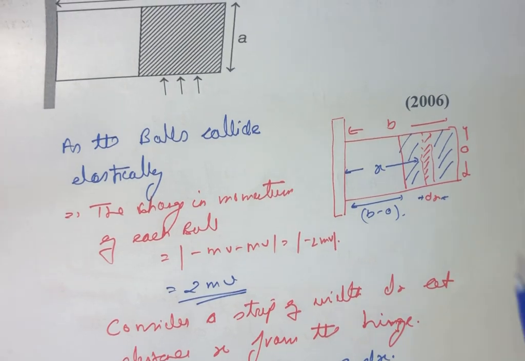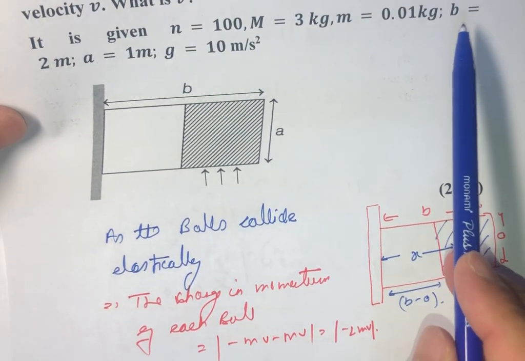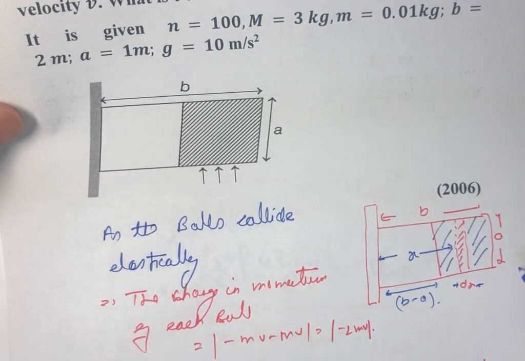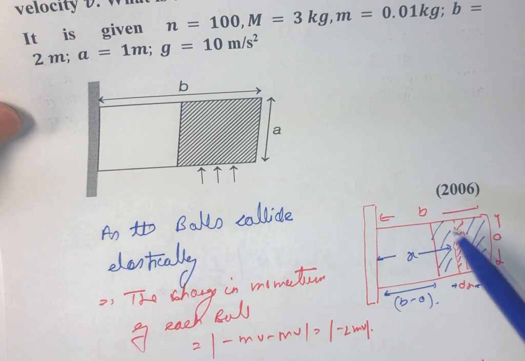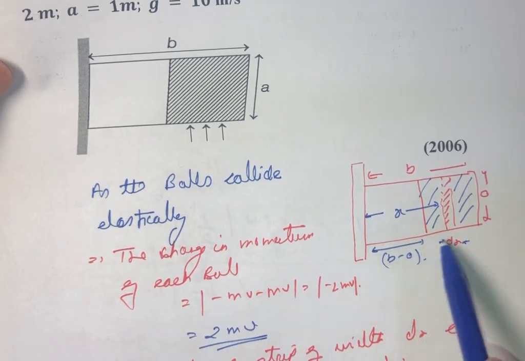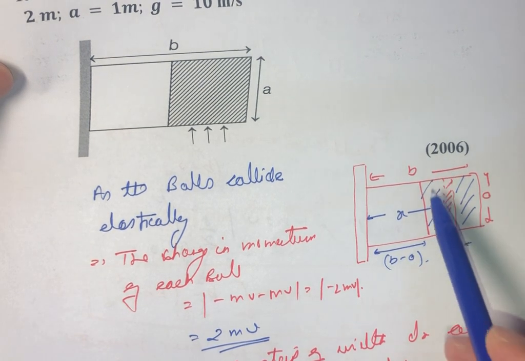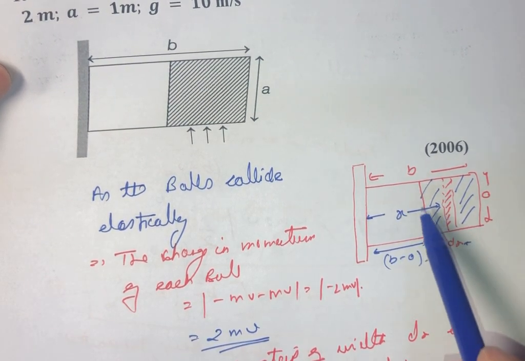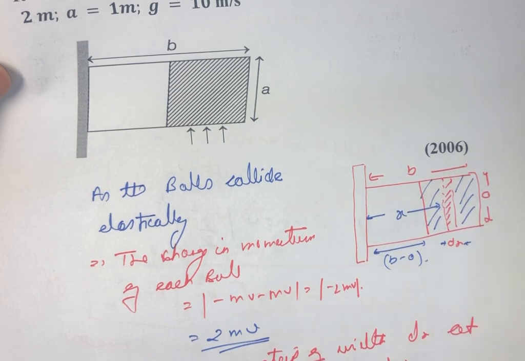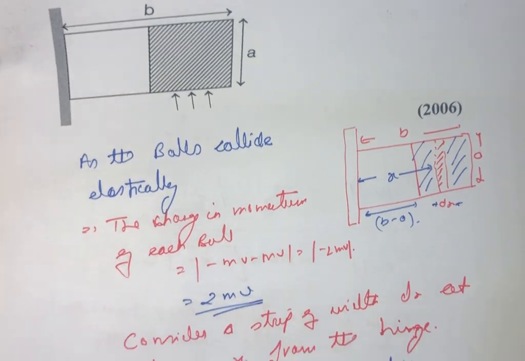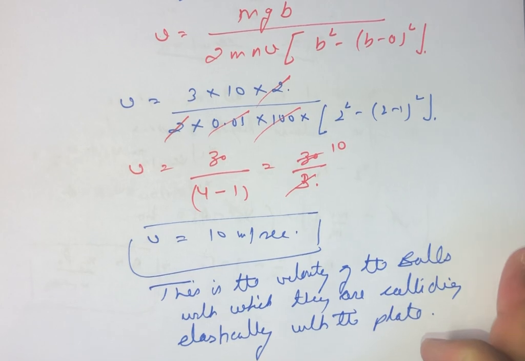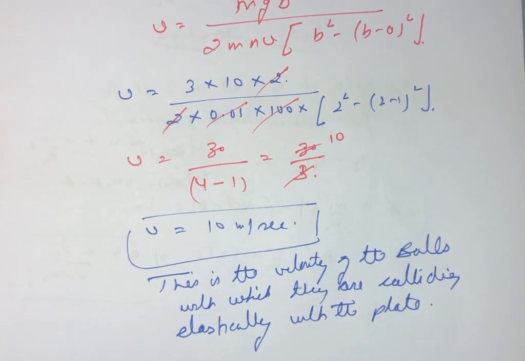And another thing, from here we can say that it is clearly mentioned that b is 2 and a is 1. From this we can calculate that this distance will be nothing but b minus a, because it will be at the center. That's why it comes as 1, and this is also 1. So this will be b minus a. So this completes the question. Thank you.